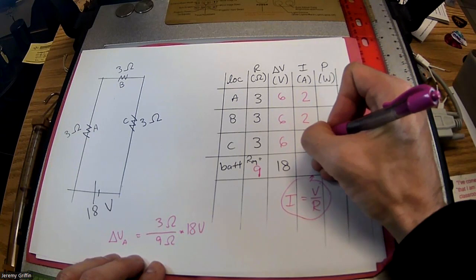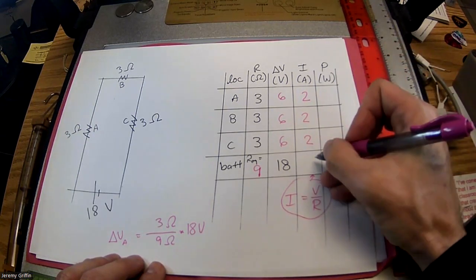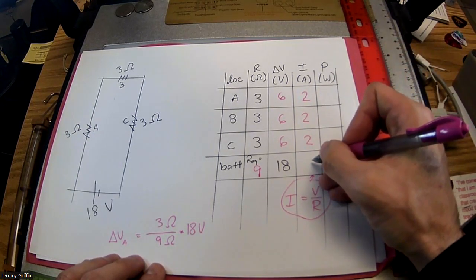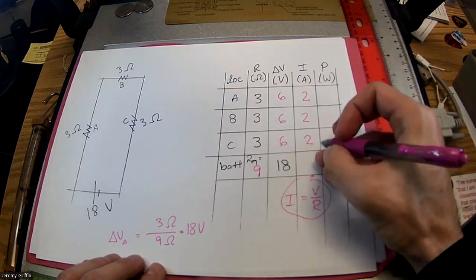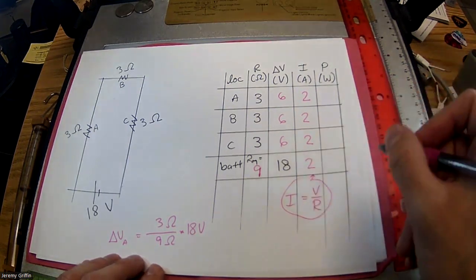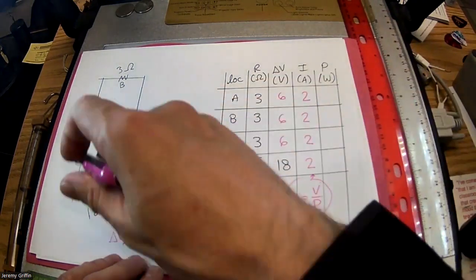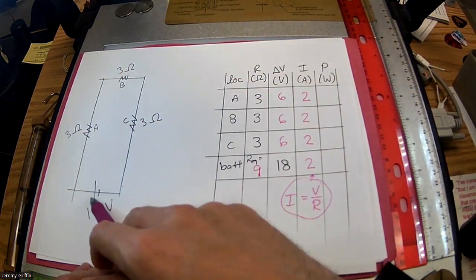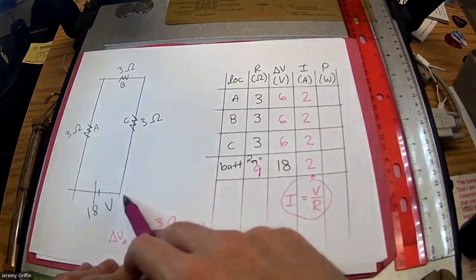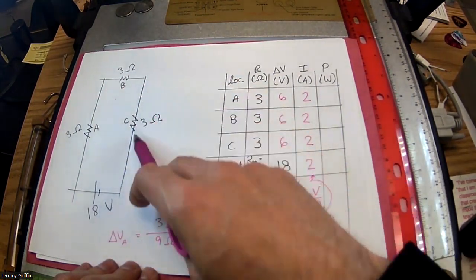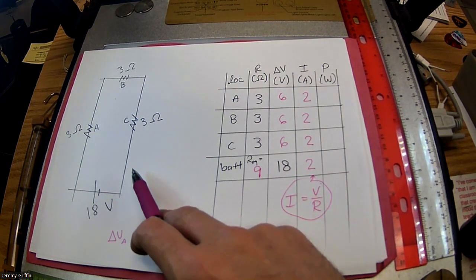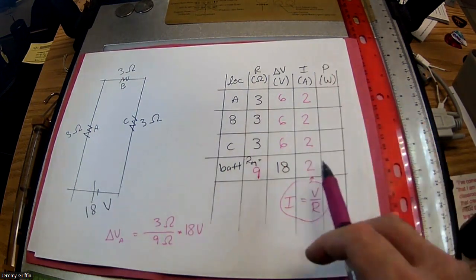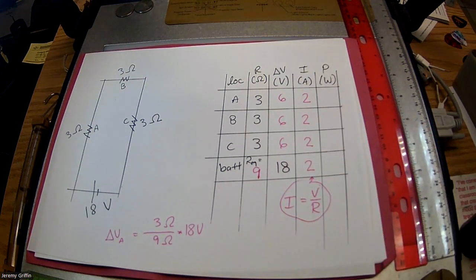2 amps, 2 amps. How many amps through the battery? What's 18 divided by 9? Also 2, right? In fact, anytime you have just a straight series setup like this one, it's the same current everywhere. In this case, it happens to be 2 amps. That's kind of like 2 gallons per minute or 2 cars per minute. I'm using analogies for some kind of flow rate, because that's what current is. It's like a flow rate, right?